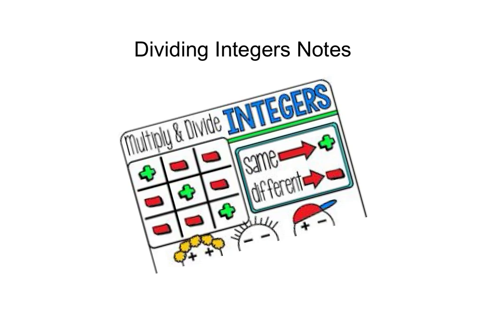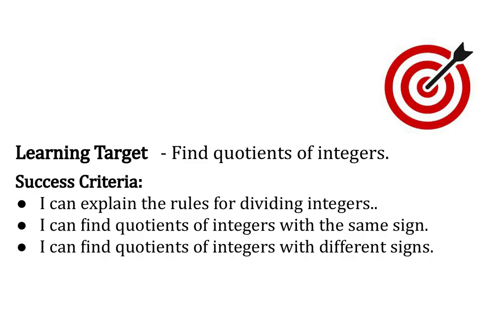Today's lesson is on dividing integers. Your learning target is to be able to find the quotients of integers, which means to divide. And you'll know that you've met that target if you can explain the rules for dividing integers, if you can find quotients of integers with the same sign, and quotients of integers with different signs.